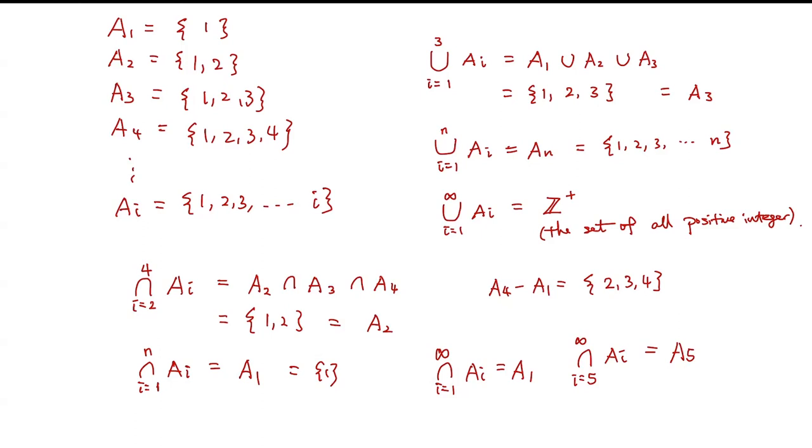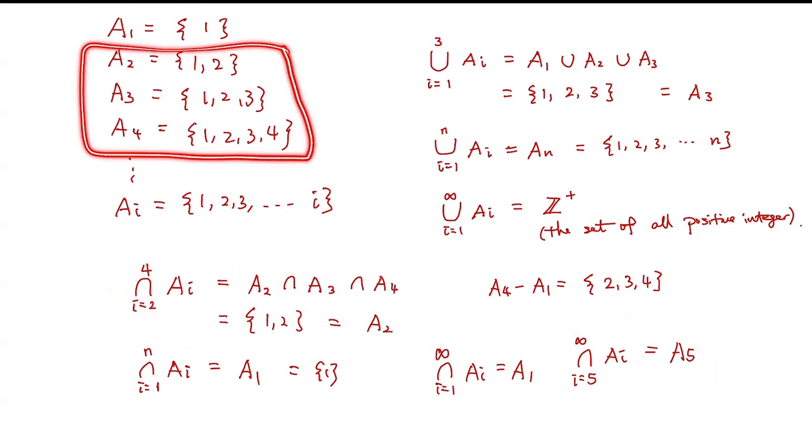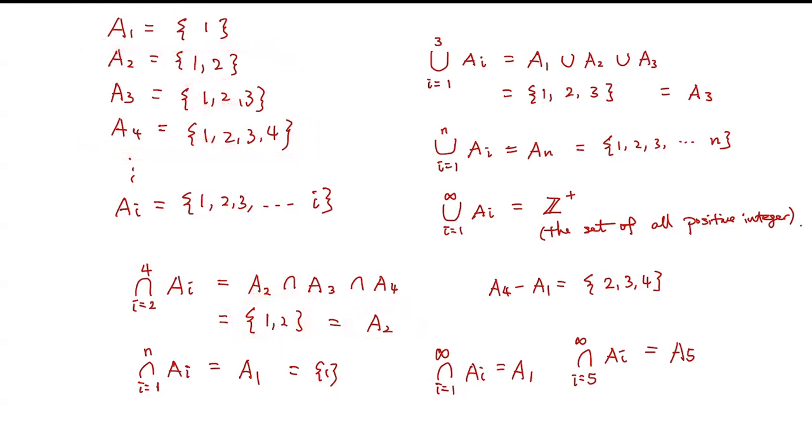Yeah, repeat that part again. The first one, with the two. Yes. Okay, so if we take the intersection from 2 to 4 of Ai, that means we are taking the intersection of A2, intersect with A3, intersect with A4. So we are looking at the intersection of these 3 sets. Now, what are the elements in all three sets? Do you see they all have 1 and 2 in common? And that's the only elements belonging to all three sets. So the intersection here will be the set containing 1 and 2, which just equals A2. Good?